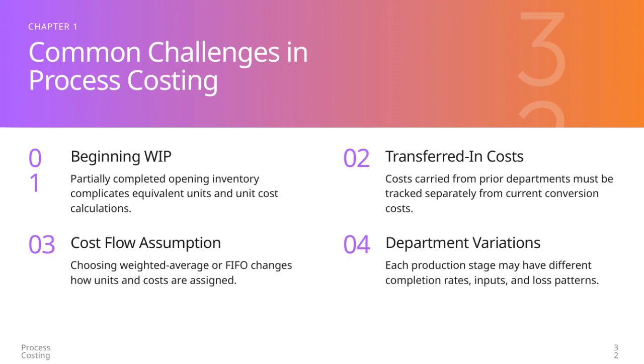Then, there's the cost flow assumption. Choosing between weighted average and FIFO methods impacts how we assign units and costs, which in turn affects our cost calculations and financial reporting. Finally, we need to consider department variations. Each stage in production may have different completion rates, types of inputs, and patterns of loss, so the process costing approach must adapt to these differences for precise cost allocation. All of these points highlight the complexity involved in process costing and the importance of careful management.